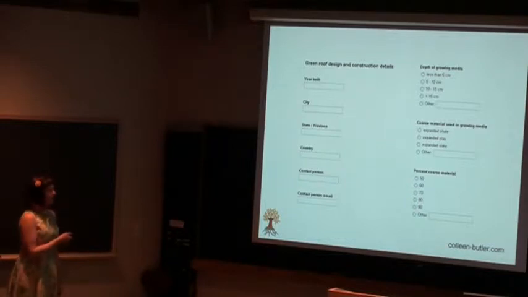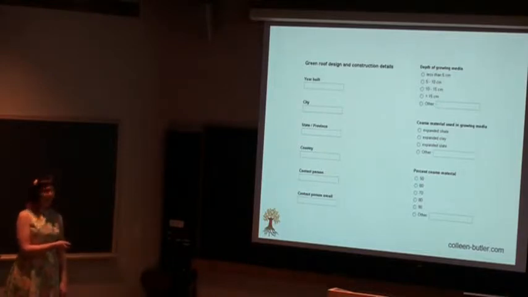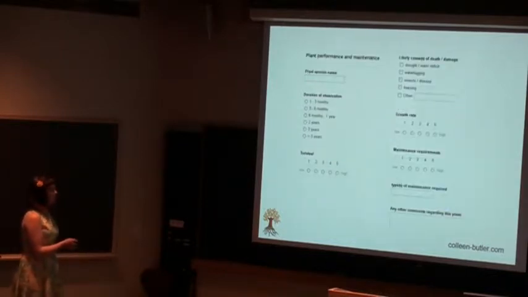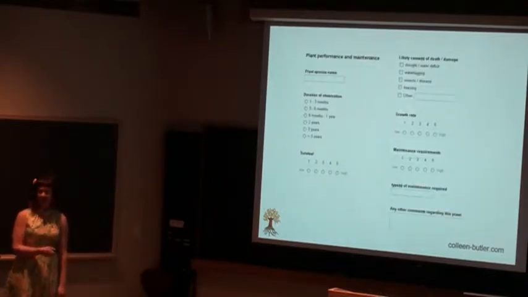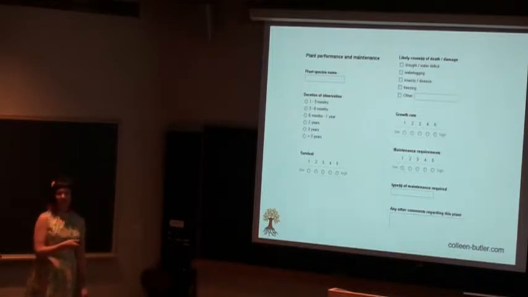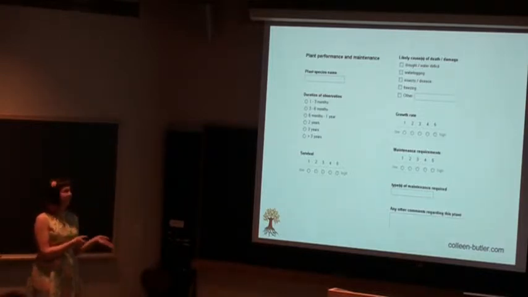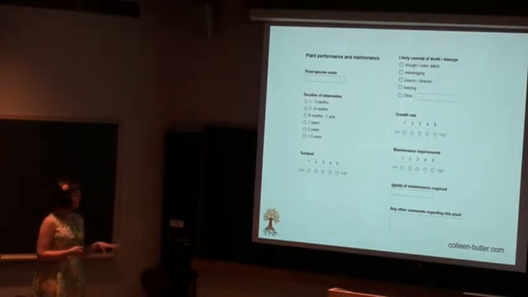The idea is that people go in, they enter in some details about their roof, as much as they know about the growing media. Irrigation is really important. And then once they do that once, then they can enter in all the plants they have. I try to keep this as simple as possible and just talk about, was survival low or high? If the plant died, why do you think it died? Just to get some general information there.